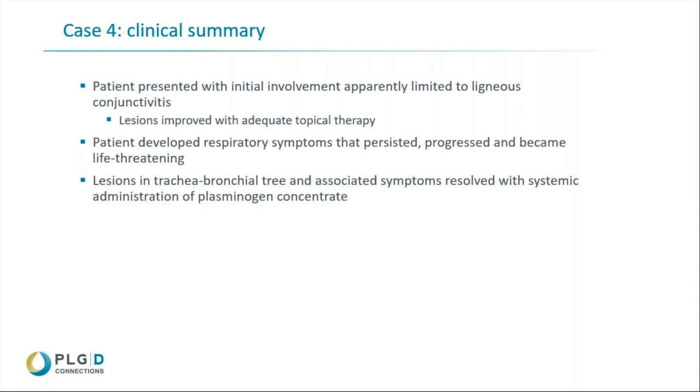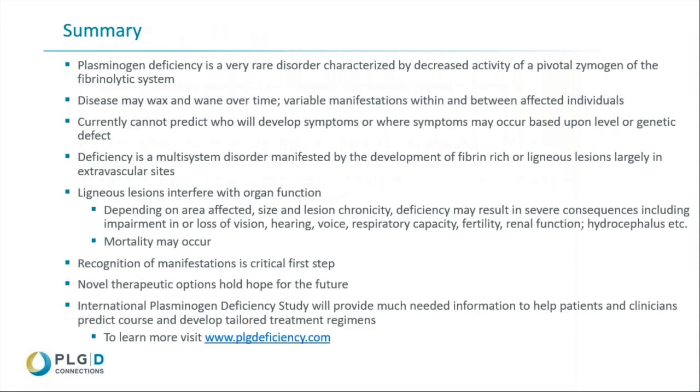To conclude, plasminogen deficiency is a very rare disorder characterized by decreased activity of the pivotal zymogen of the fibrinolytic system. Disease may wax and wane over time with variable manifestations within and between affected individuals. Currently, we cannot predict who will develop symptoms or where symptoms may occur based upon levels or genetic defect.